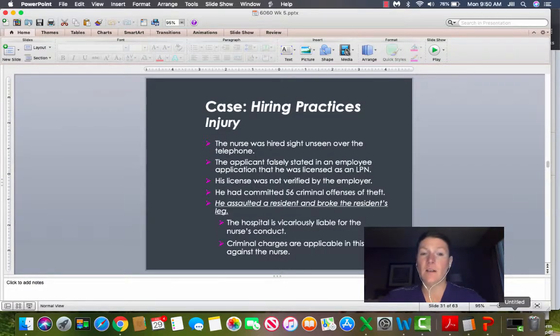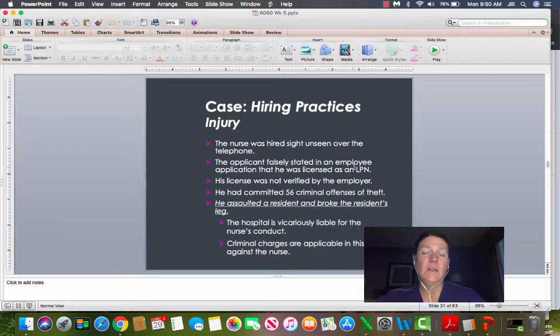So here's the injury element of that hiring practices case. We already talked about the situation. The patient was injured: the patient had their leg broken and was assaulted. Since they're referring to the patient as a resident, I would guess it's a skilled nursing facility or some other type of long-term care facility. The organization is what's called vicariously liable. Vicarious liability means that the patient or their family is not able to successfully sue the individual. Sometimes they will be named in the suit, but it's not successful.